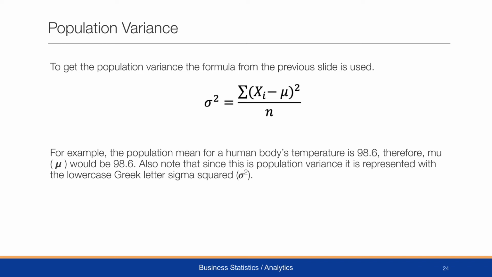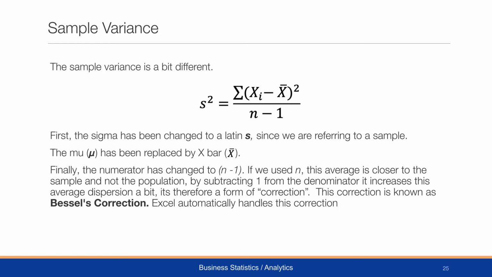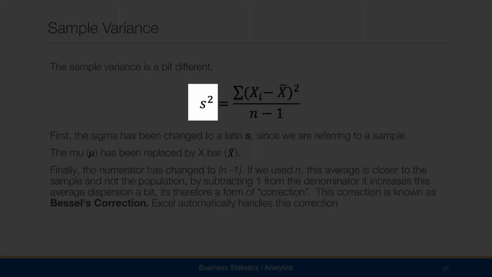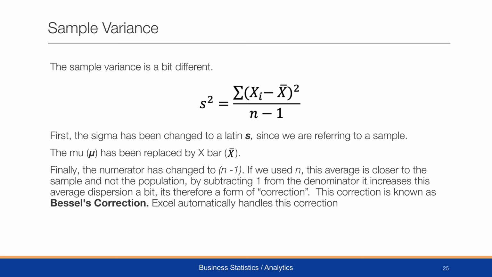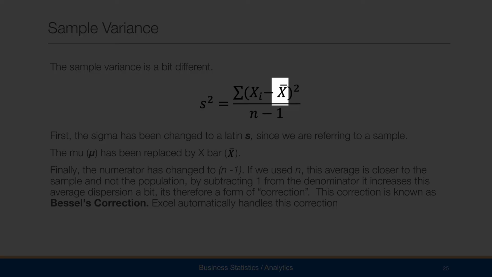The sample variance is a bit different. First, we're going to change the sigma squared to an s, so it's going to be s squared. Now, you're going to ask, why is it squared? I don't want to worry too much about that because we're going to take the square root to get something a little bit different in a minute. But the mu here is now replaced by an x bar. And the other thing that we're changing is instead of dividing by n, we're dividing by n minus 1.